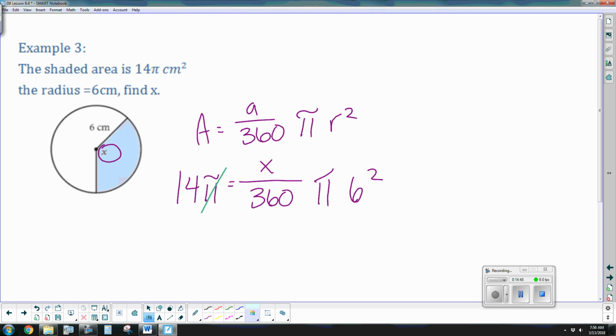Well, we have pi on both sides of the equation, so we can divide both sides by pi in order to eliminate that value. So we have 14 equals x over 360 times 36.